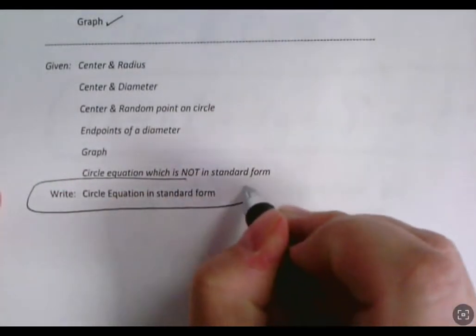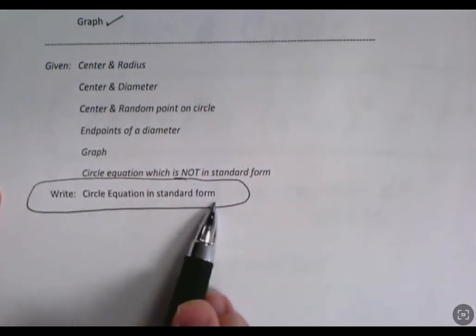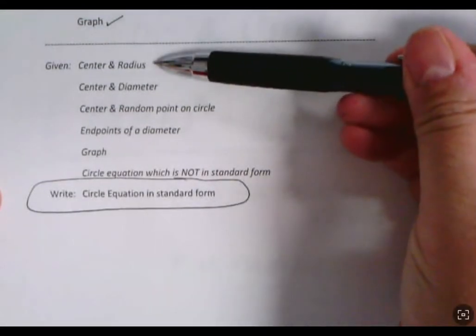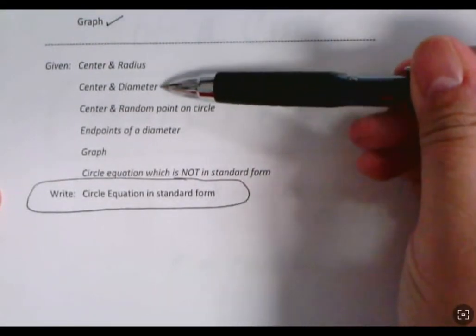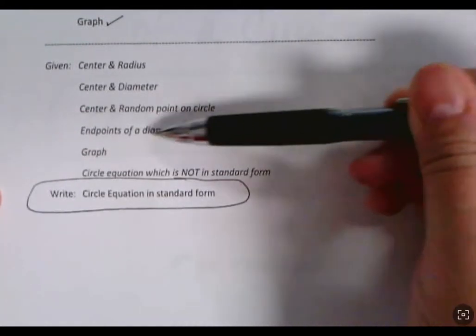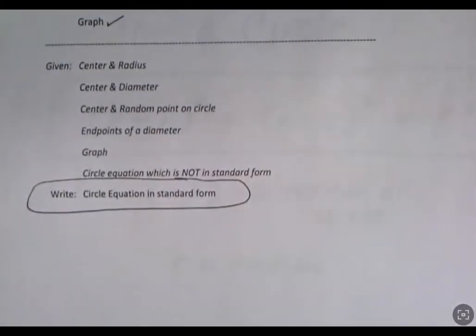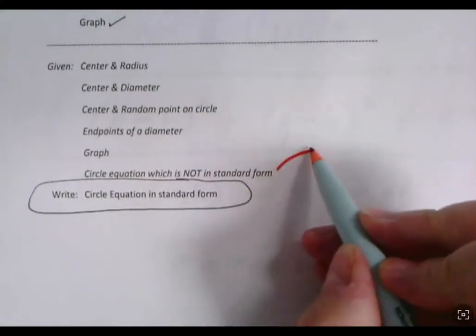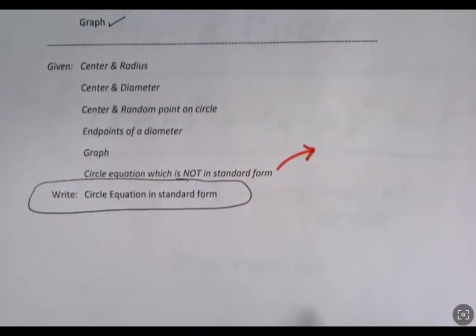In other words, they're telling me, please write me a circle equation in standard form. And they might ask me to get there from different information. They might give me the center and the radius, that's the easiest, or the center and the diameter. There are several different ways they might give me information and ask me to use it to write the circle equation in standard form.